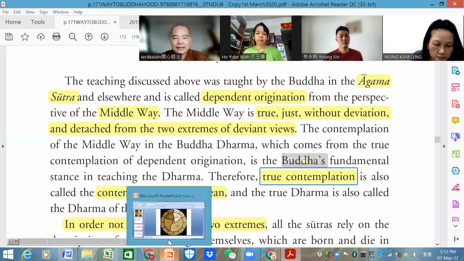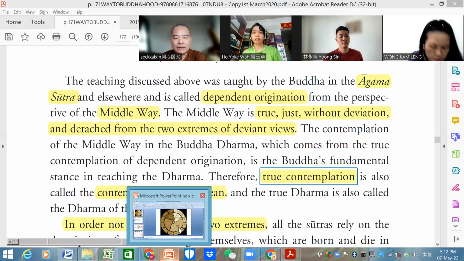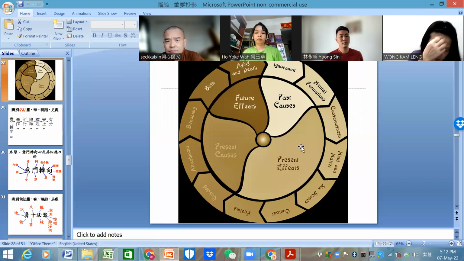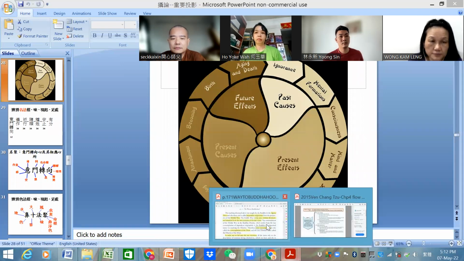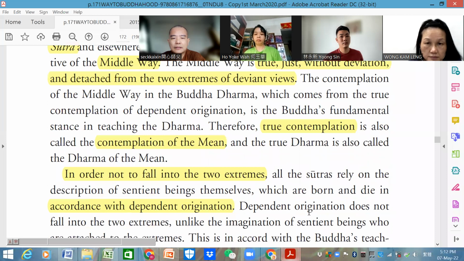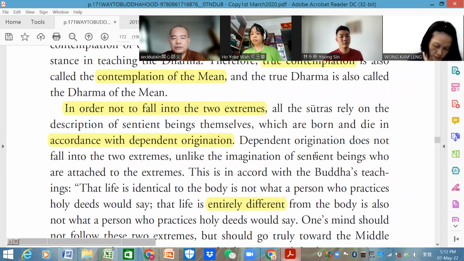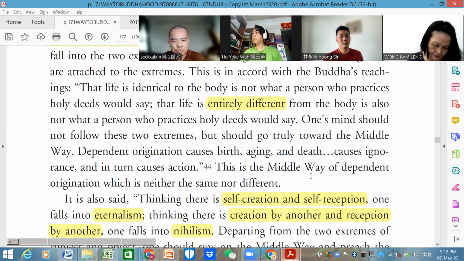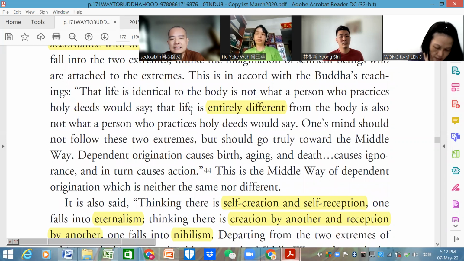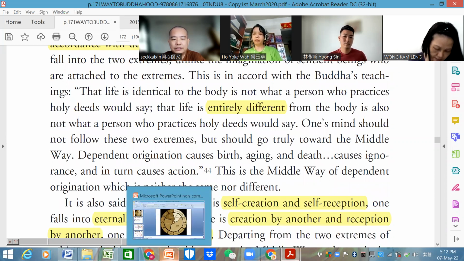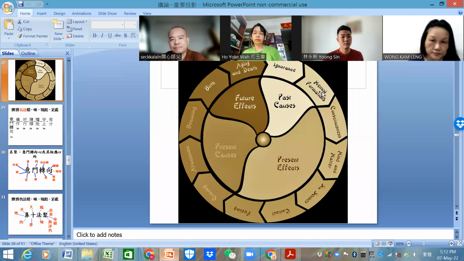Okay, basically, class, like we just mentioned, we have two extremes. What are the two extremes? If you think that this life and that life are totally different, this is one of the extremes. This is the past life, this is the present life. If you think the past life and present life are totally different, that is one of the extremes.